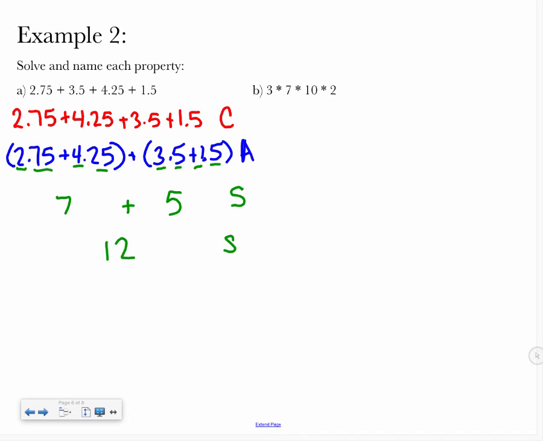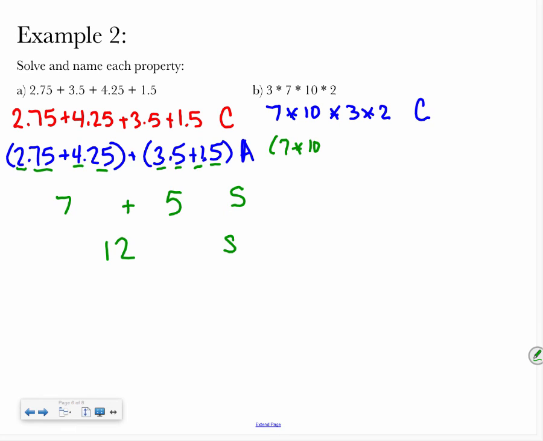When it tells you to name each property, like each step, this is what I want to see on your paper, okay? Alright, let's look at our next one. We have 3 times 7 times 10 times 2. Now, if you want to leave it in this order, you really can, and you can just group things, but I'm going to change it up just a little bit, just to practice my commutative property, and I'm going to say 7 times 10 times 3 times 2. I feel like that's going to work well for me personally. Okay, so I changed the order. That's the commutative property.